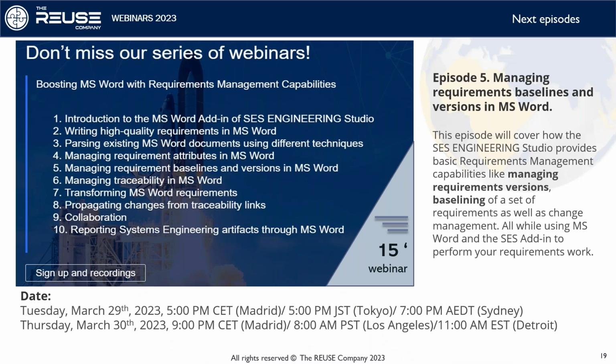The next webinar, which will be held on the 29th and 30th of March, will be dealing with managing requirement versioning and baselining and some basic change management. So I hope you can connect to the next webinar, which is number 5 in the series of short webinars managing requirements using Microsoft Word SES add-in.